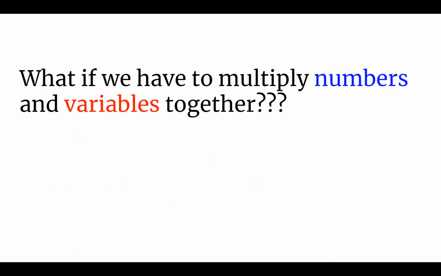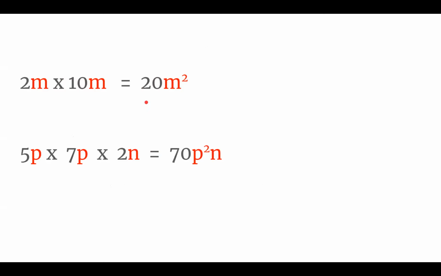But what if we have to multiply the same numbers and variables together? So let's have a look. I am multiplying 2 times m with 10 times n. So I have two things here. For each expression, for each part of the multiplication sentence, I am having two values. One represents a number and the other represents a variable.